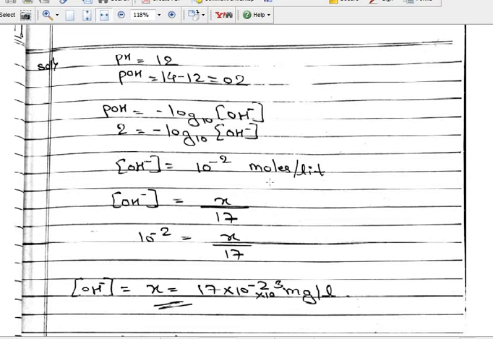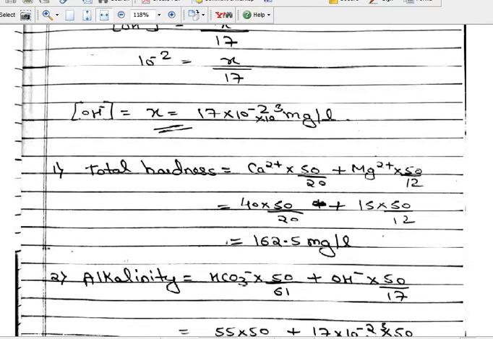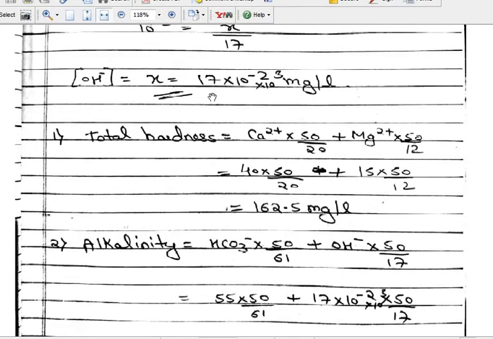liter. Now this moles per liter, we have to convert into mg per liter, because in the hardness formula all the ions' concentration should be in mg per liter. So for OH- ion, X is equal to 17, the equivalent weight, into 10 to the power minus 2, the moles per liter, and it has been multiplied with 10 to the power 3 in order to convert 17 gram into milligram. So it is 17 into 10 to the power minus 2 into 10 to the power 3 mg per liter. This way we have converted the OH- ion concentration from moles per liter to mg per liter.